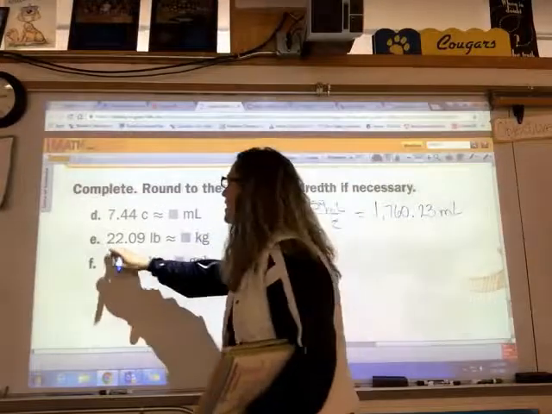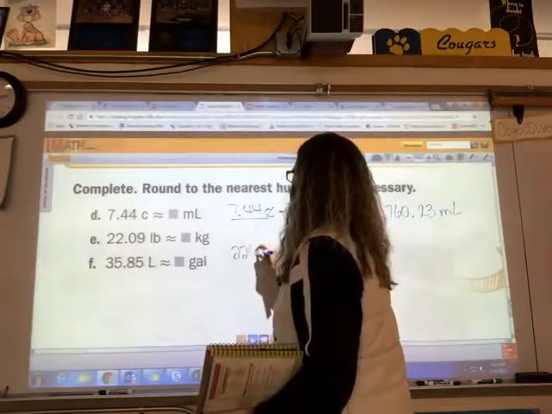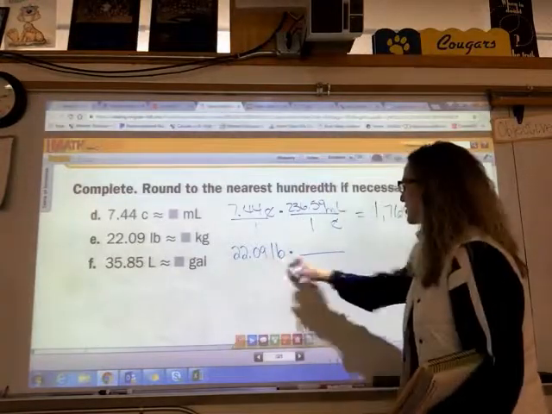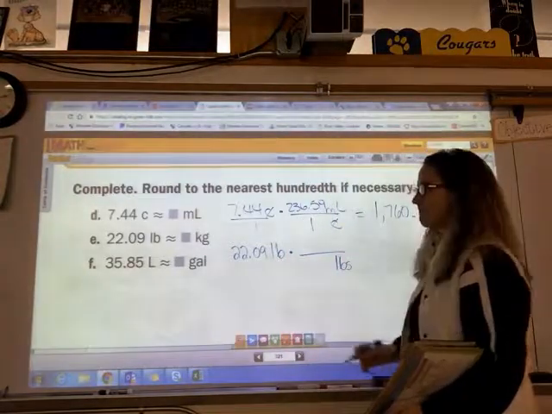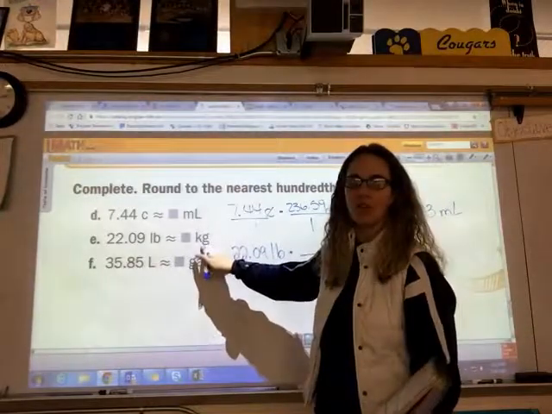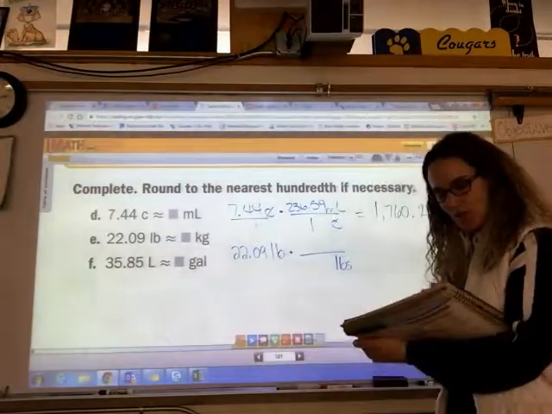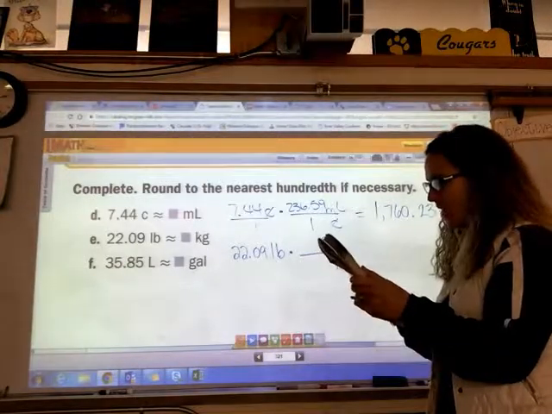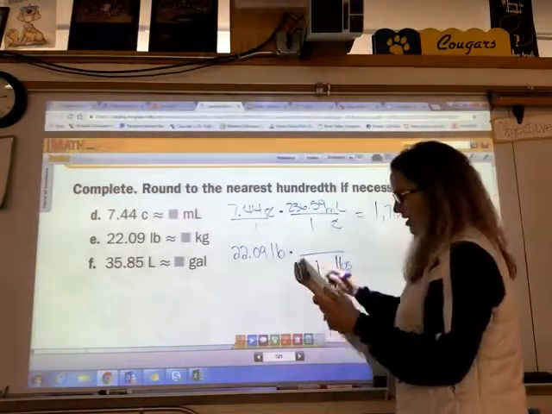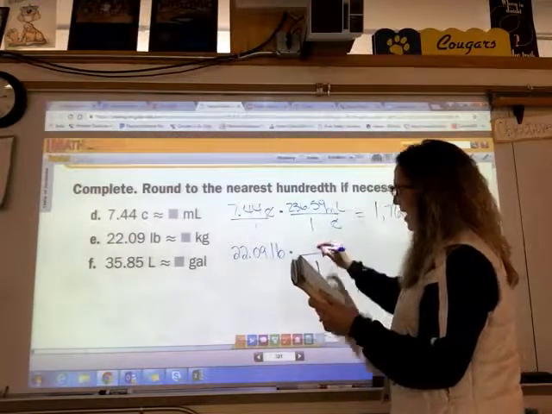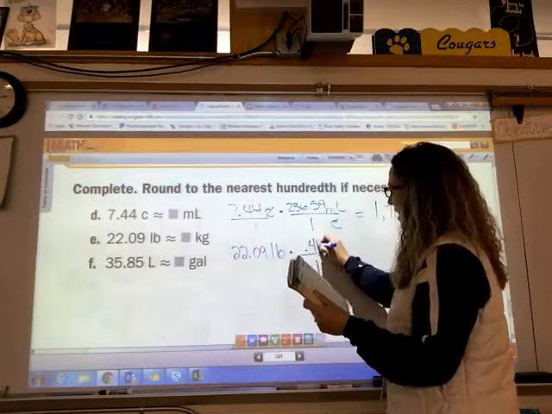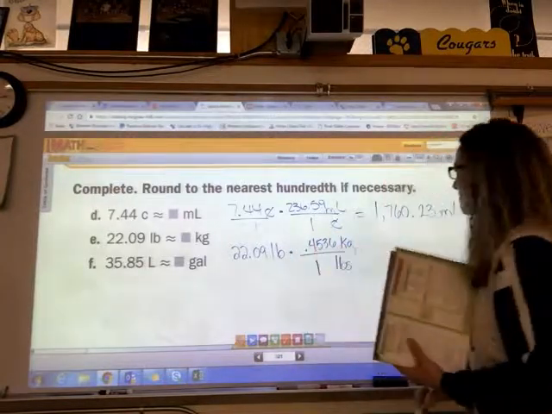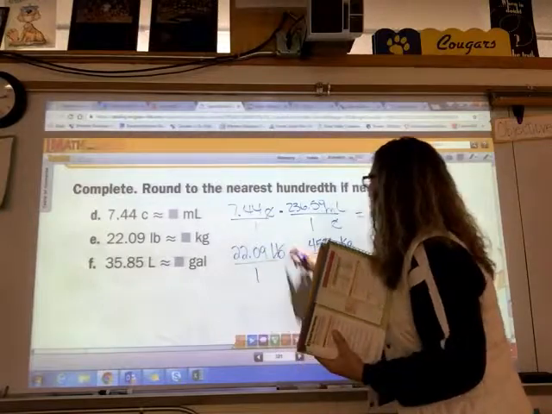Looking at example E, I'm starting off with 22 and 9/100 pounds times, pounds is here, so I'm going to put pounds on the bottom. My goal is to convert it to kilograms, so I'm going to look at my chart. So pounds to kilograms. When I take a look at that, I know that 1 pound is going to be the same as 0.4536 kilograms.